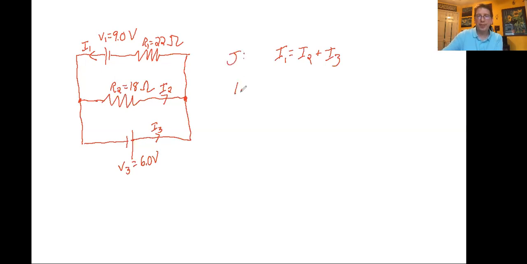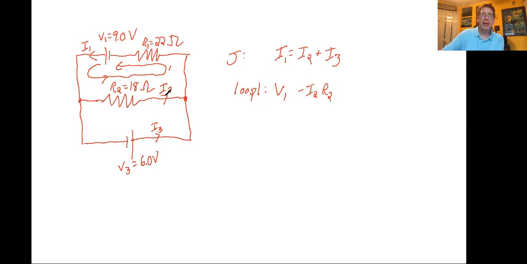Now for loop 1, we will draw it coming out of positive and into negative. So we'll call that loop 1. And so V1 is a voltage rise, again, because out of positive into negative. Here we have the loop arrow at the bottom part of the loop pointing to the right. The current arrow for I2 is also pointing to the right. That's a voltage drop. So that's minus I2 R2.